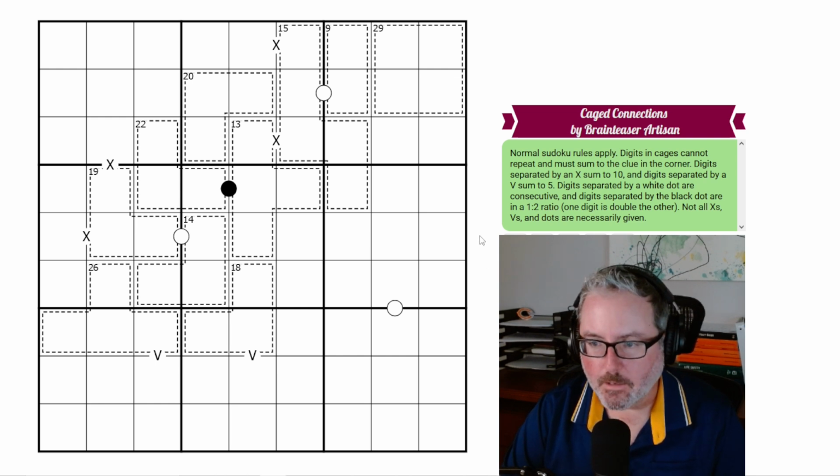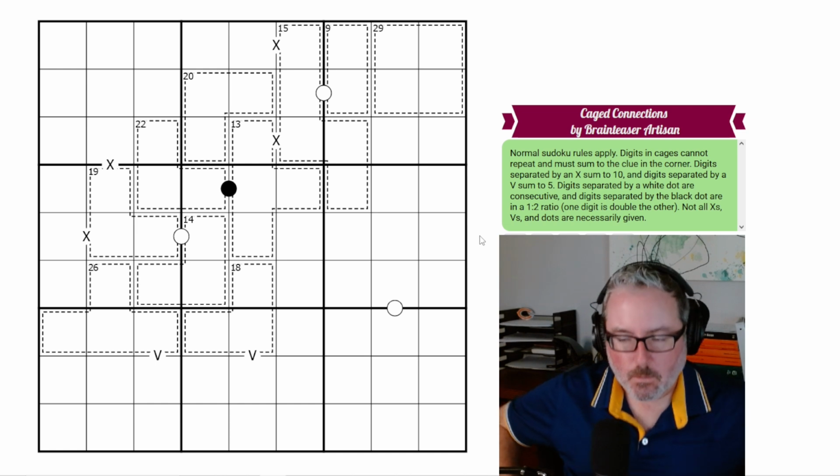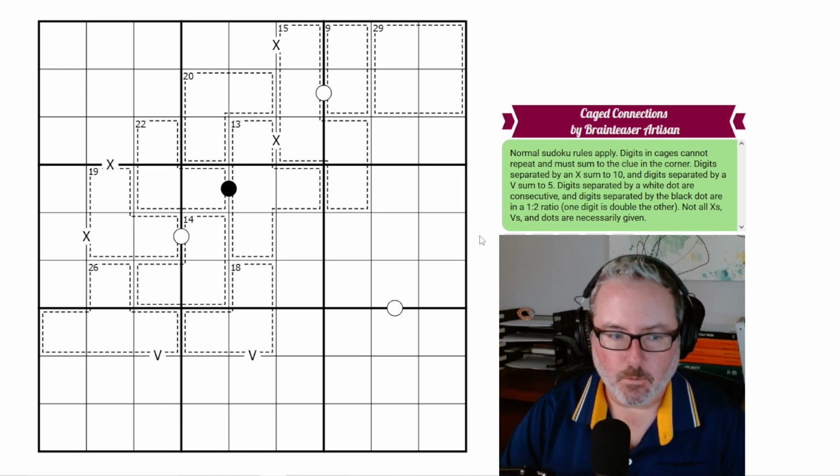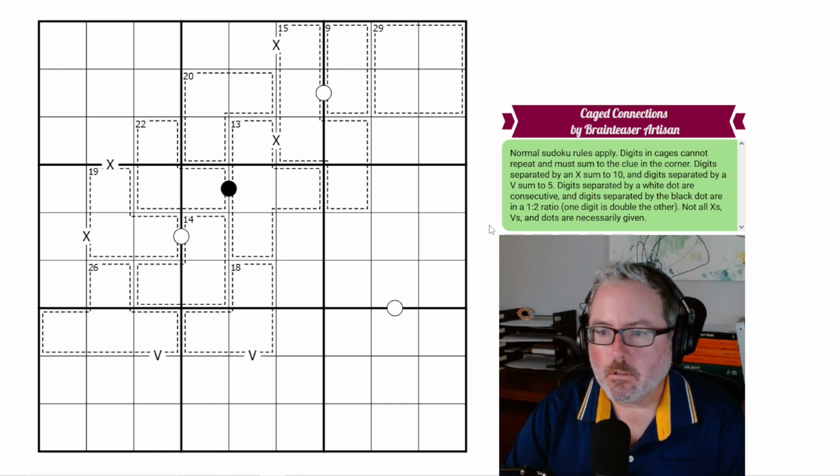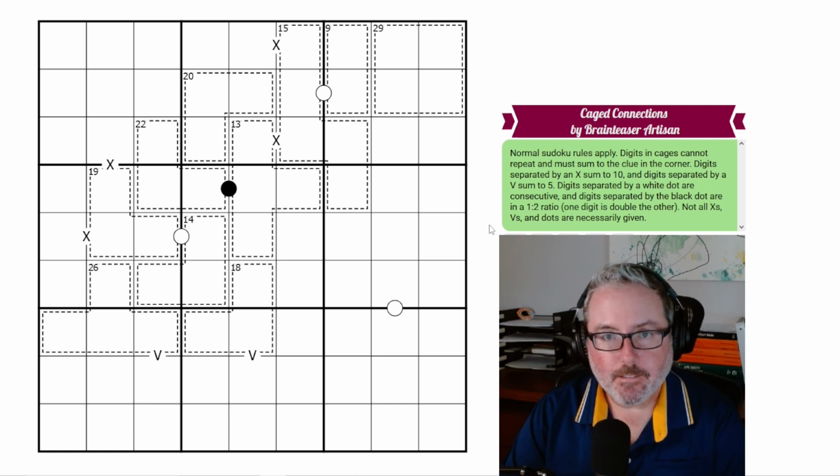And then not all X's, V's, and dots are necessarily given. So there are no negative constraints that we're working with right now. So those are our rules. Let's get into this one and see how we do.